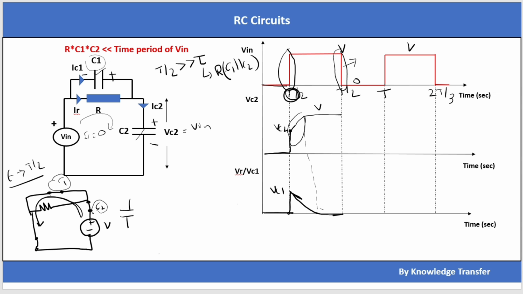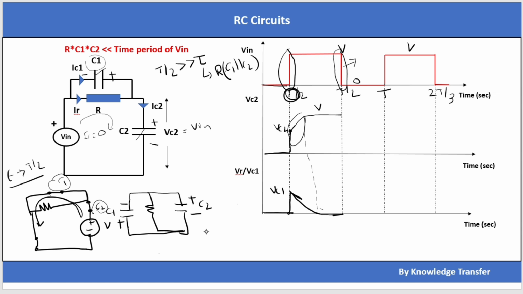Let's rewrite again. This is V1. Previously this was minus, this is plus, this is plus, this is minus, this is C2, this is C1, this is C1, this is C2. Previously how much was voltage V? We can rewrite this C1 and C2 into a single capacitor.